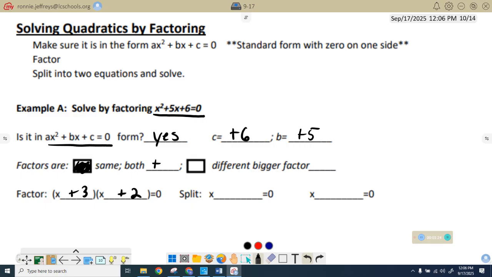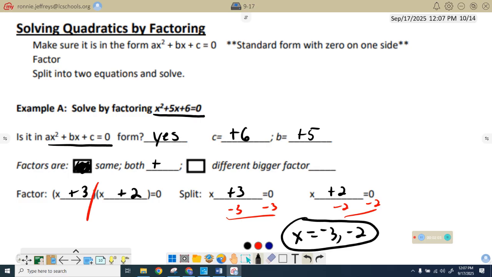Now, we're going to split these. There's a rule that says if we were to cut these in half to find what equals 0, it could be x plus 3 equals 0 or x plus 2 equals 0. As long as one of those things is 0, it makes everything 0. And then we would solve. Minus 3, minus 3, minus 2, minus 2. So we would end up with x equals negative 3 and negative 2. That would be our answer for this.